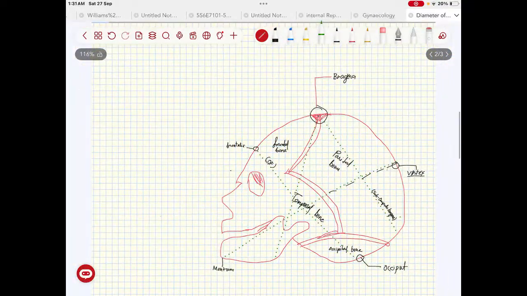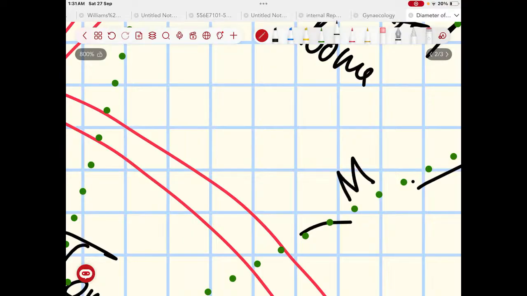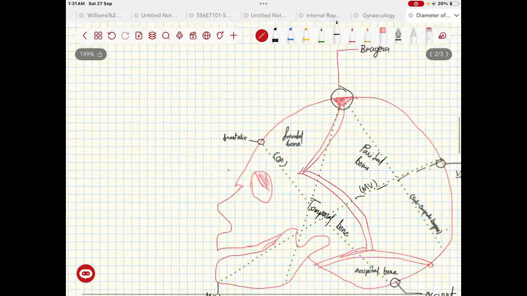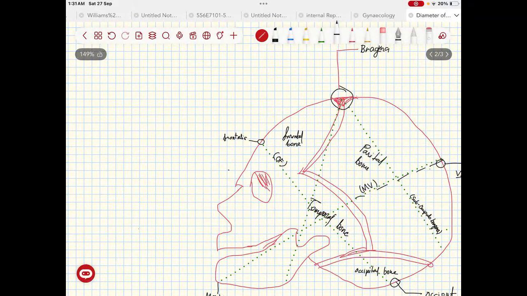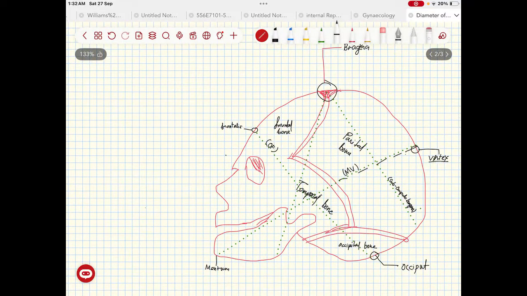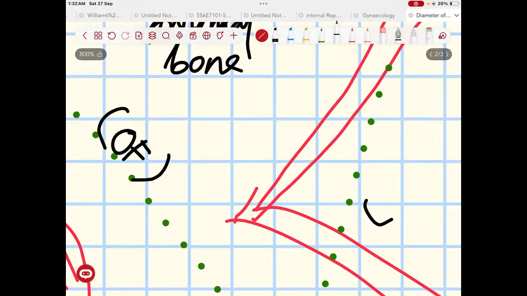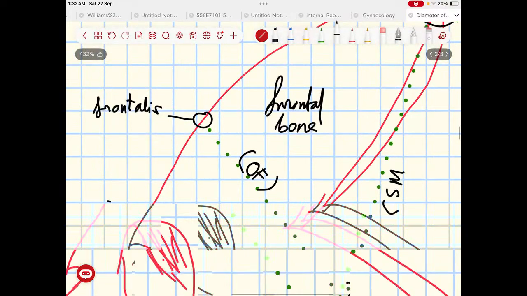Then we should go further. This is the mento vertex, mento vertex. Then comes occipitofrontalis. Then there is mentum and vertex, mento vertex, and the submento bregma, submento bregma.